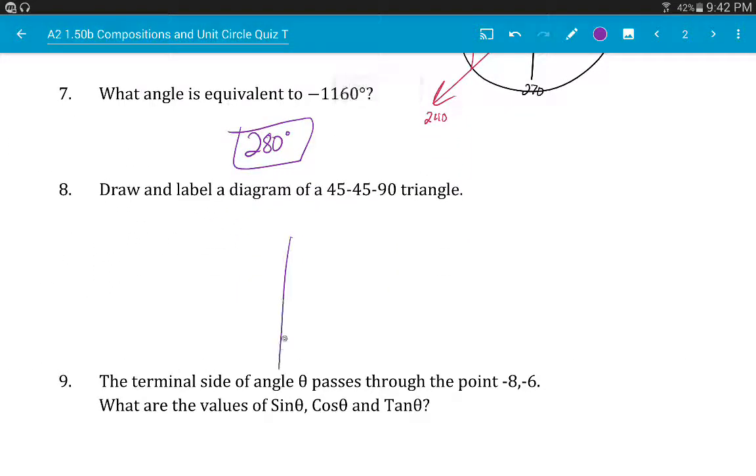Draw and label a diagram of a 45-45-90 triangle. It doesn't matter what direction you draw it in. These are the angles, 45. The hypotenuse is 1. The sides are radical 2 over 2 and radical 2 over 2.